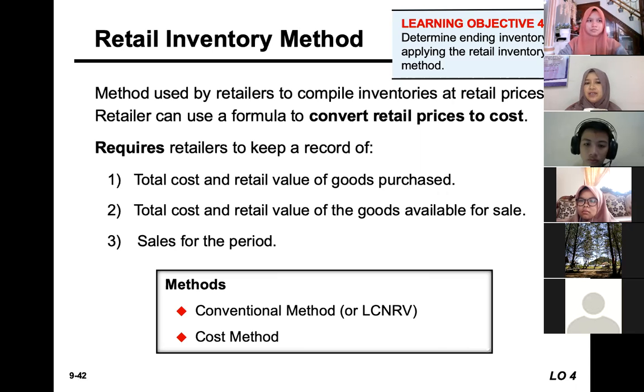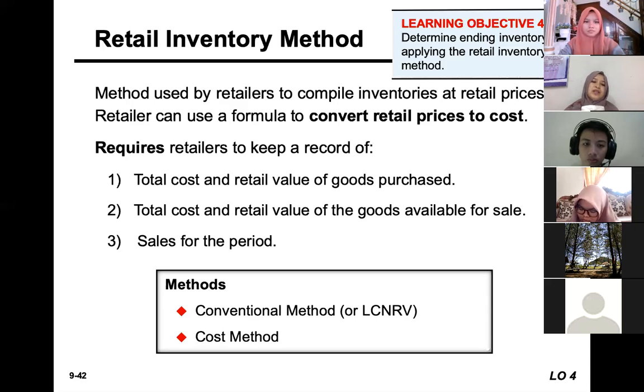But they don't have the information of cost for each unit that is sold. That's why we need this retail inventory method. They have the cost of goods purchased, and then they have the cost of the total goods available for sale, but they don't have the cost of goods sold. They don't maintain it for each product. So that's why they normally adopt the retail inventory method.